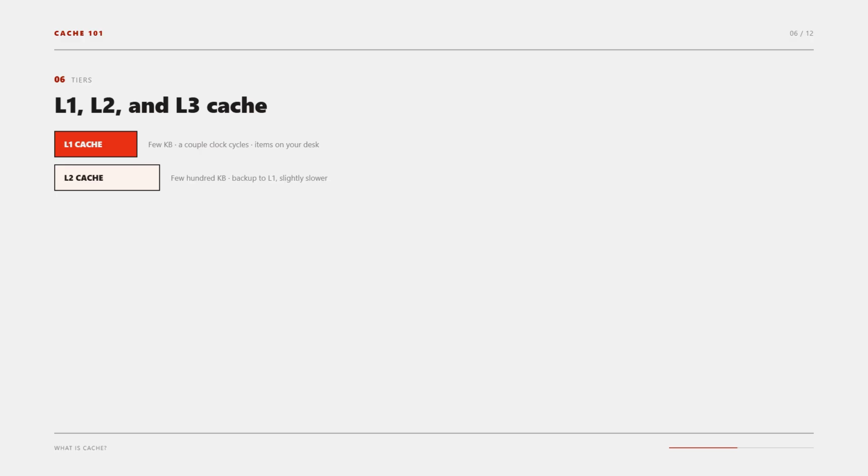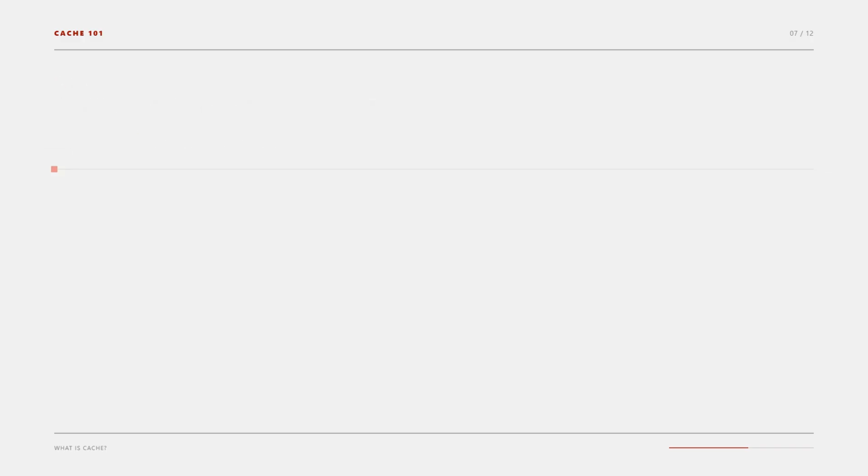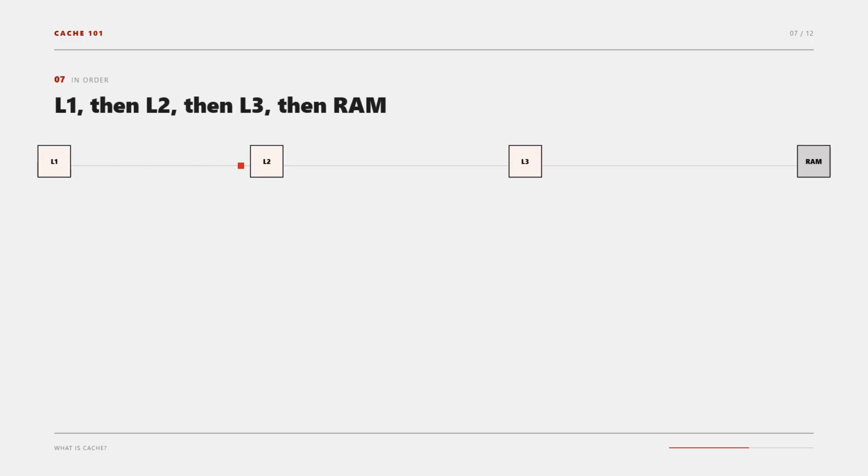And then the third level is called L3 cache. L3 cache is the largest of the three, often several megabytes in size. It is shared across all the cores of the processor. And while it is slower than L1 and L2, it is still much faster than going all the way to the main RAM. Think of L3 as a larger storage cabinet in the same room, compared to RAM, which is like storage in a completely different building. So when the processor needs data, it searches in order. L1 first, then L2, then L3, and if it is not found anywhere in cache, it goes to RAM.